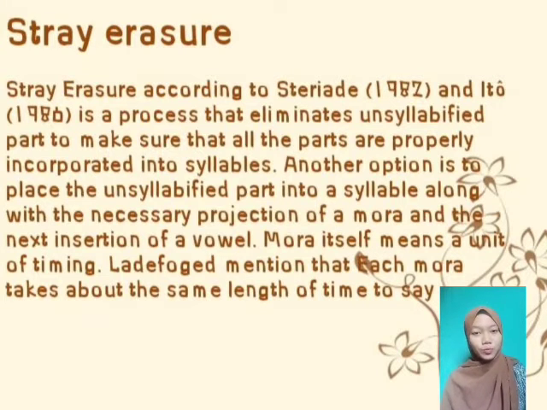I'm from group 2 and here I will explain about stray erasure. Okay, stray erasure, according to Steriade and Ito, is a process that removes any unsyllabified parts. This is to ensure that all the parts are correctly entered into the syllable. Another option is to place the non-syllabified part into a syllable along with the projection of the required mora and subsequent insertion of the vowel. Mora itself means a unit of time.